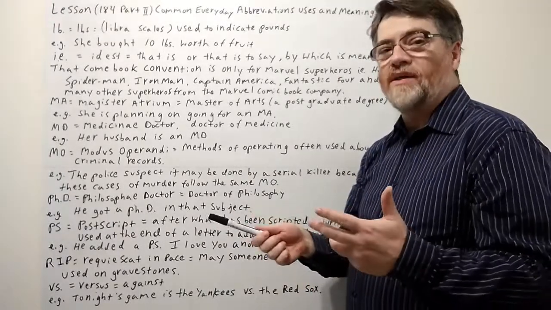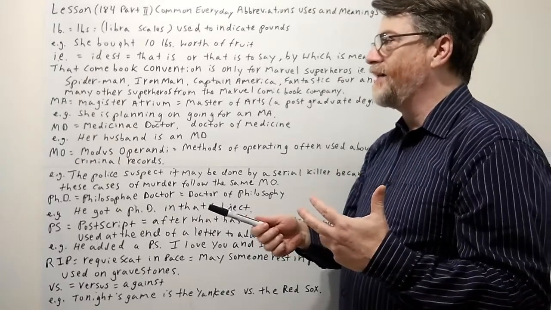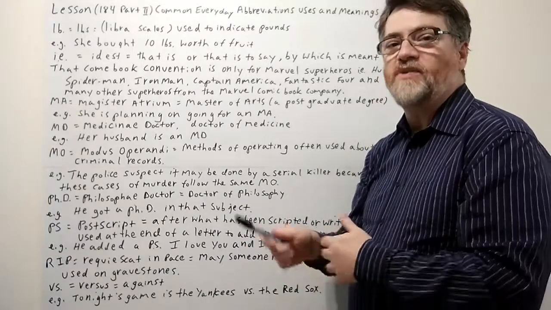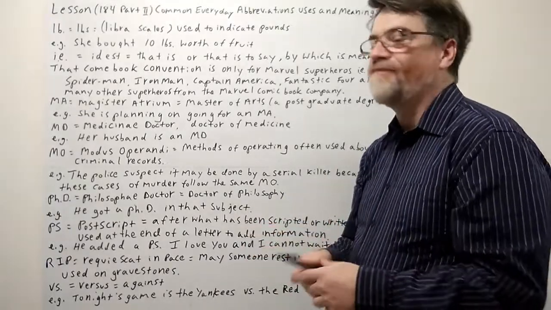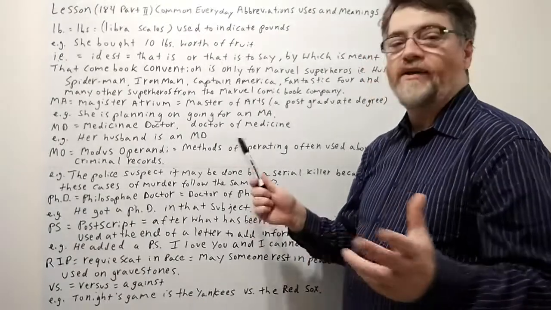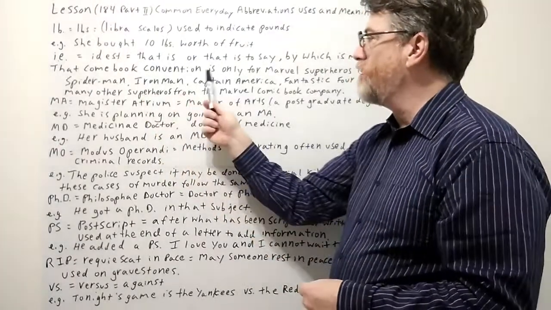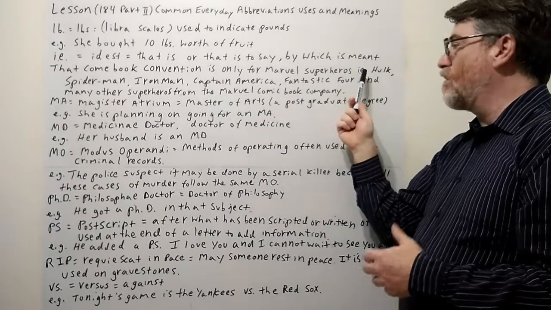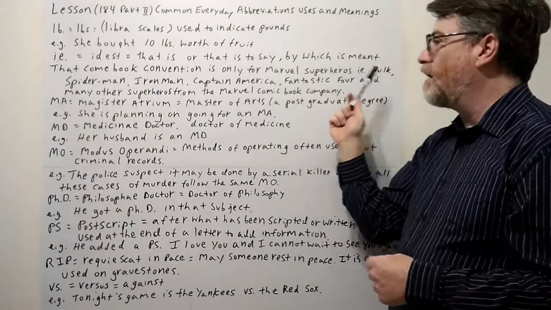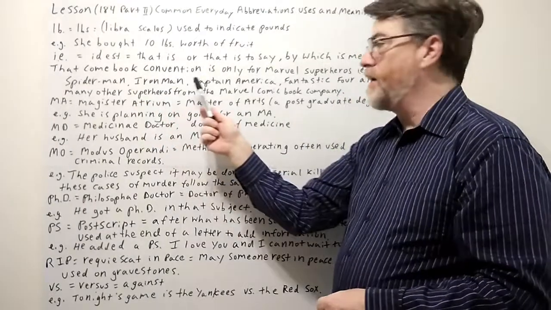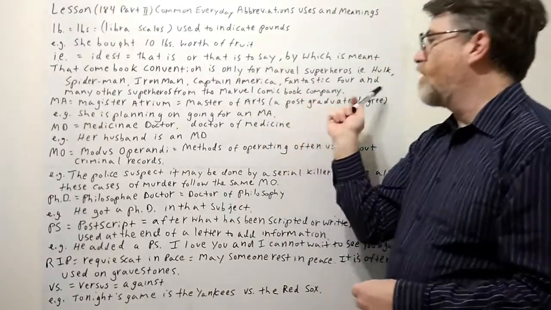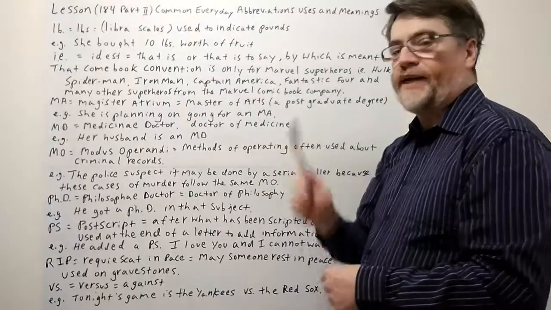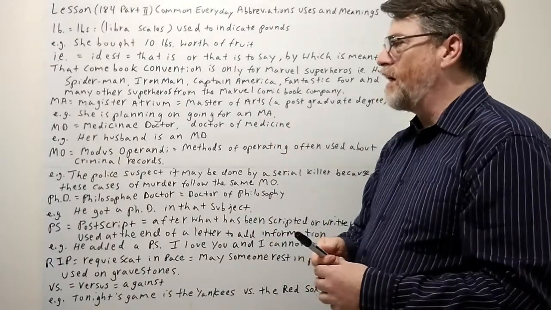Okay, I do once in a while see students make a mistake, and they think that it also means, for example. No, it doesn't do that. So IE stands for id est, which should be read as that is. Okay, let's take a look at the example here. That comic book convention is only for Marvel superheroes, i.e., or you could read it as that is, Hulk, Spider-Man, Iron Man, Captain America, Fantastic Four, and many other superheroes from the Marvel Book Company. Okay, good.